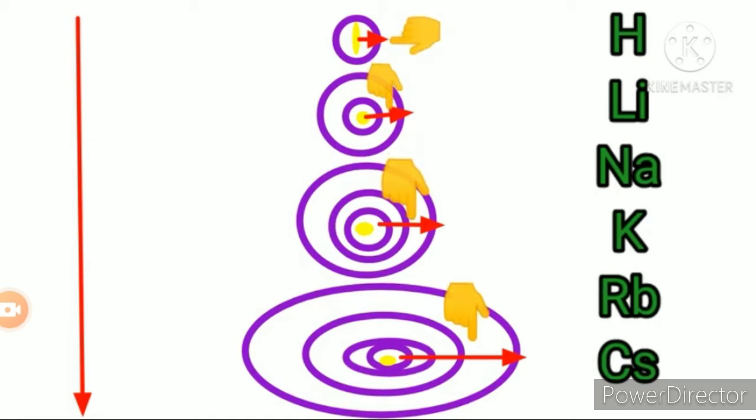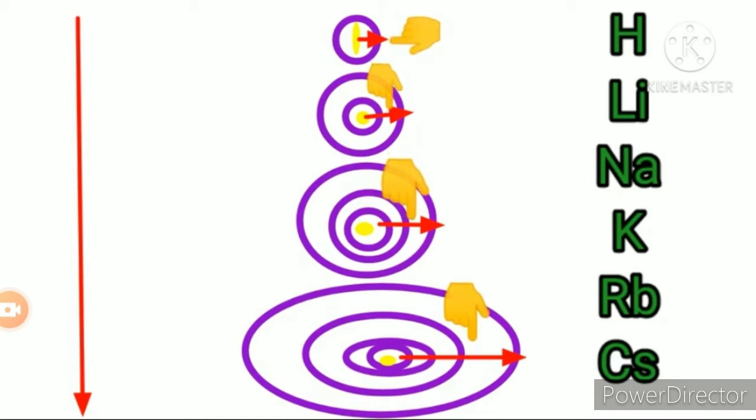Top to bottom is called a group. In hydrogen atom there is one orbital. In lithium atom there are 2 orbitals. Sodium 3 orbitals. Potassium 4 orbitals. Rubidium 5 orbitals, like this. So in each element one orbital is increasing. So the ionic radius or atomic radius will increase along the group.